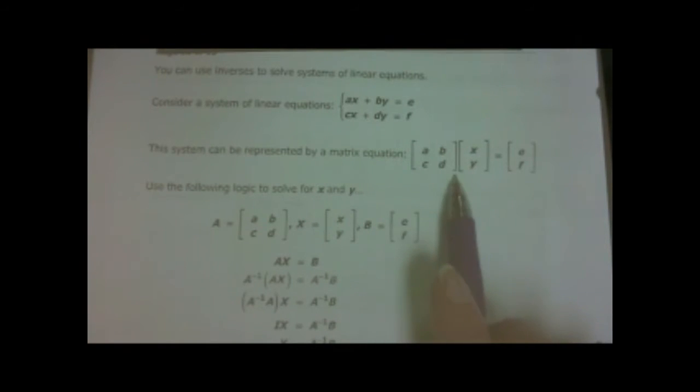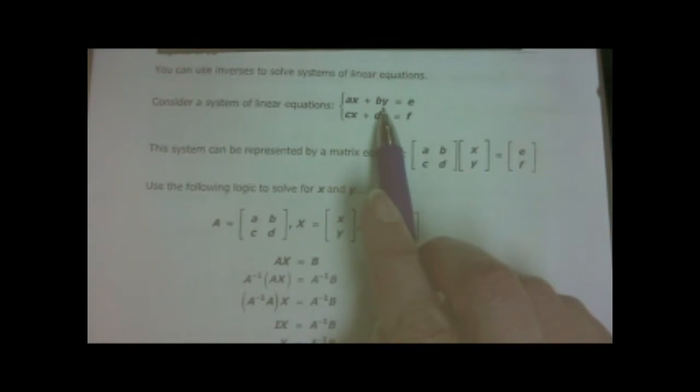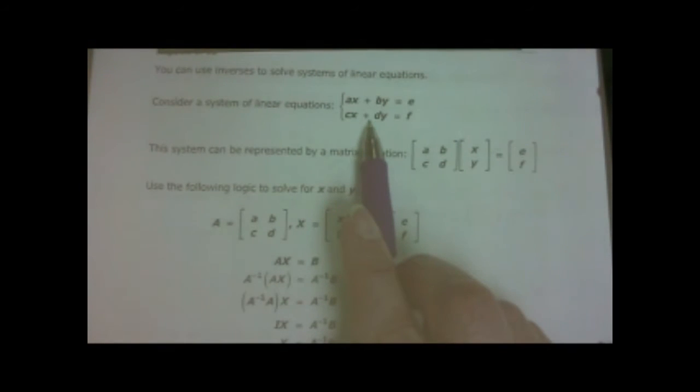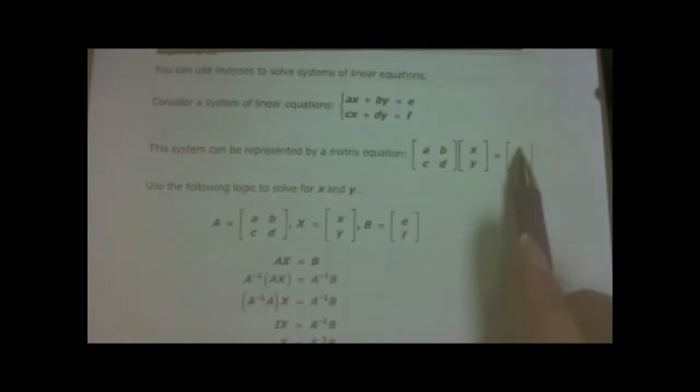They're set up for multiplication. And when you do that, you have A times X plus B times Y. Look at that. That's what it is. Then do the next row. C times X plus D times Y. That's this. That's where it comes from. And it equals E over F. All right?